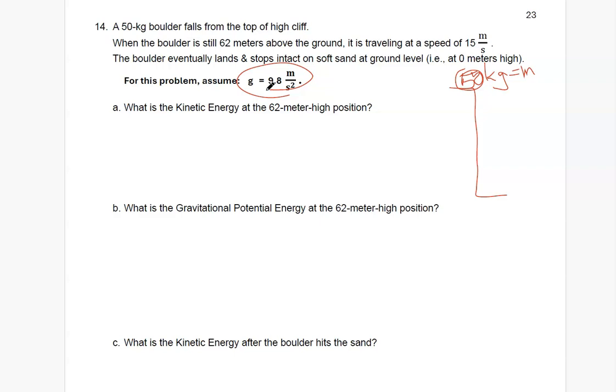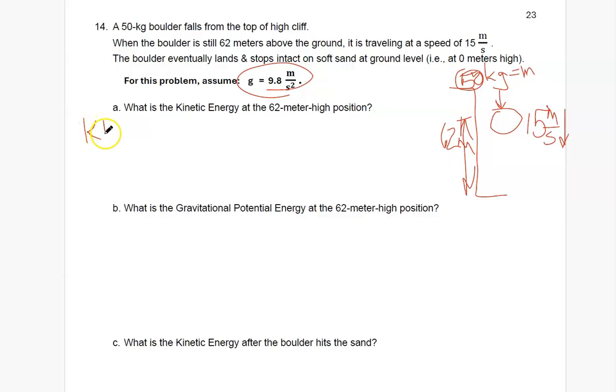It says when the boulder is at 62 meters, so this height, it's falling. At some point, the boulder is at 62 meters above the ground. At this point, the boulder is now traveling at 15 meters per second. And of course, that's moving downward. The boulder eventually lands and stops on the ground, on the soft sand at ground level, meaning 0 meters high. What is the kinetic energy at the 62-meter high position?